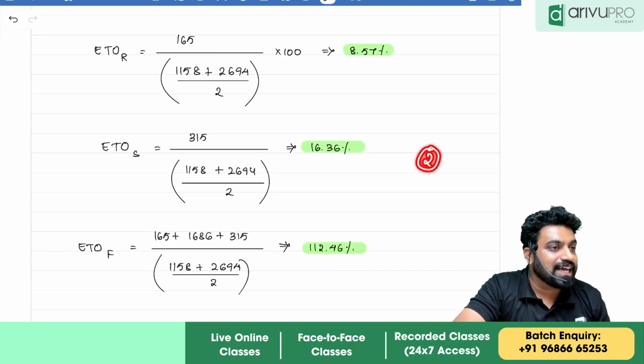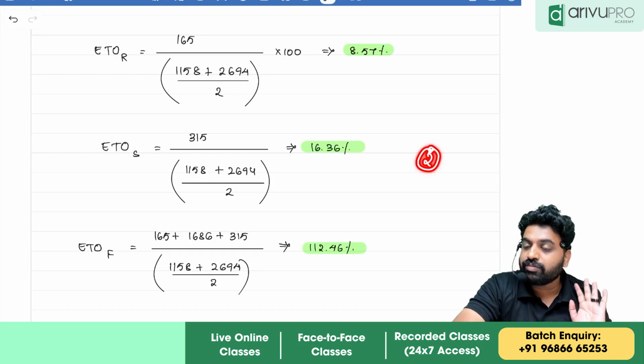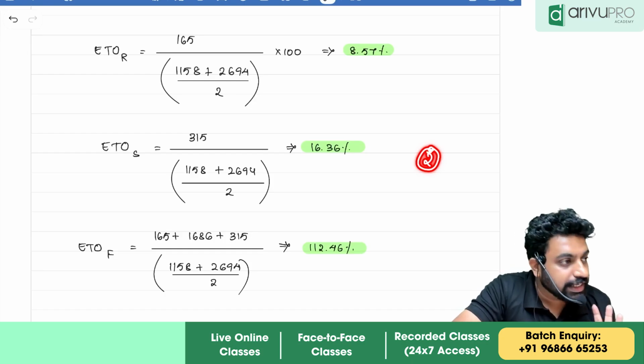Try solving this as homework. Try solving it on your own. Don't see the answer. Do the mistake. Learn from the mistake so that you don't do it in examination.